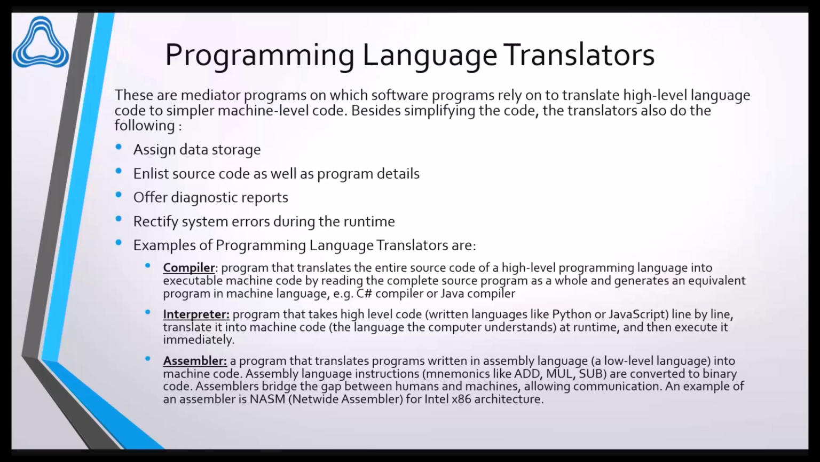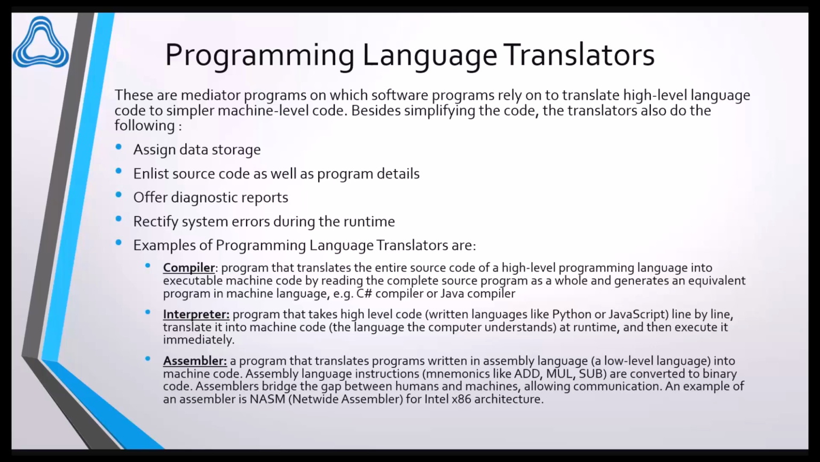Machine code is simply ones and zeros. The assembly language instructions, that is mnemonics like add, mul, which is short for multiply, sub, which is short for subtract, and add, which I think is pretty obvious, are converted into binary. Binary simply means ones and zeros. That is the computer's native language. Assemblers bridge the gap between humans and the machine, and this allows communication.